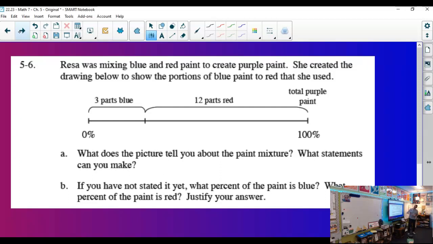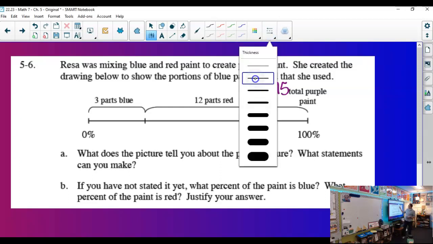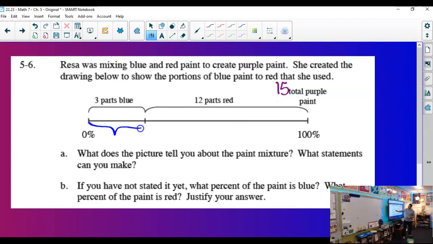So, if we need 3 parts blue, 12 parts red, that really means we're going to need how many total purple parts? Well, what's 3 and 12? That's 15. 3 and 12 together. What's 3 plus 12? 15. Now, wait a minute. Here's the question. What percent is blue?